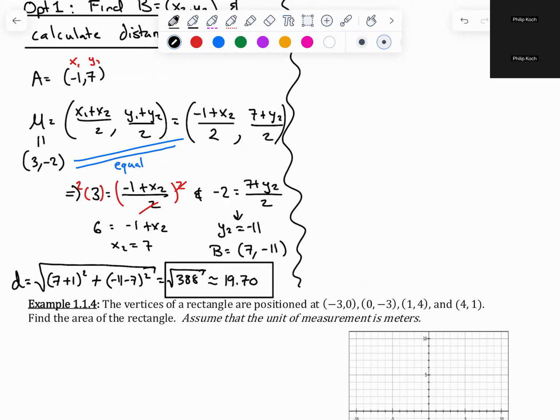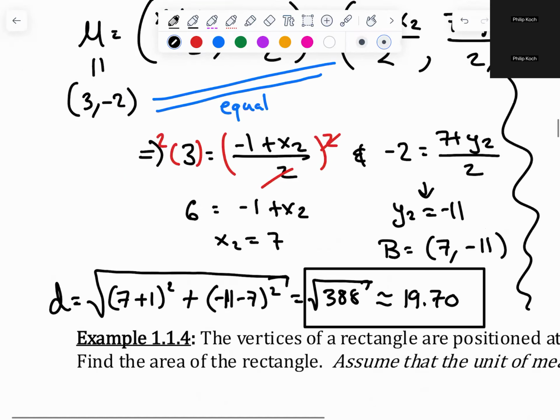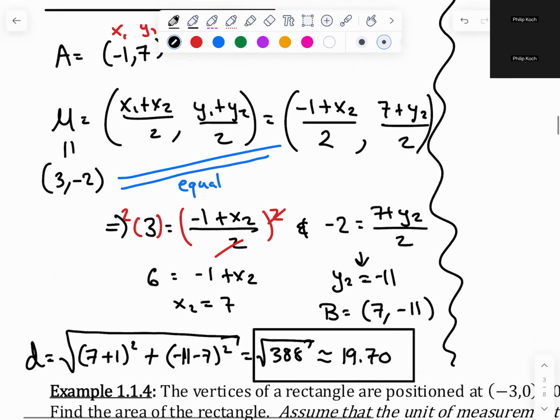Yes. In the distance formula? Yeah, it's supposed to be an 11. Any other questions?